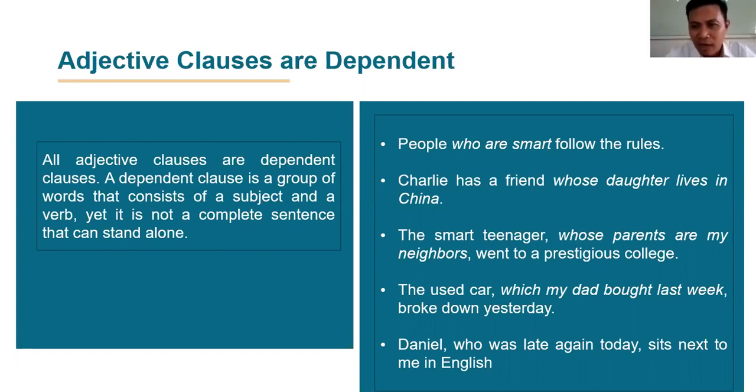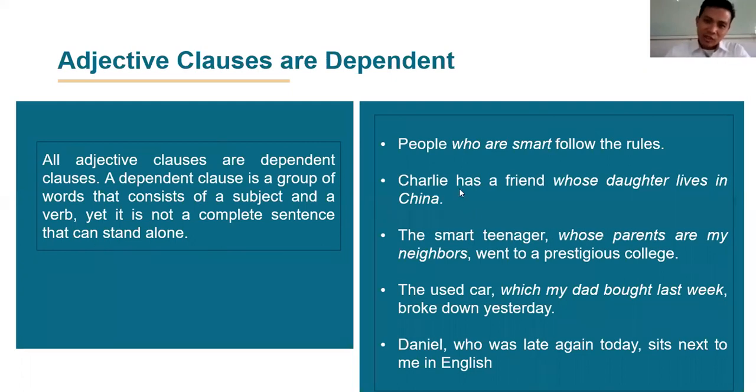So who are smart modifies the noun. Which is the noun? People. It describes what kind of people. An adjective describes or modifies a noun or pronoun. So who are smart modifies the noun people. People who are smart. Oh, now you understand what kind of people follow the rules. People who are smart follow the rules.